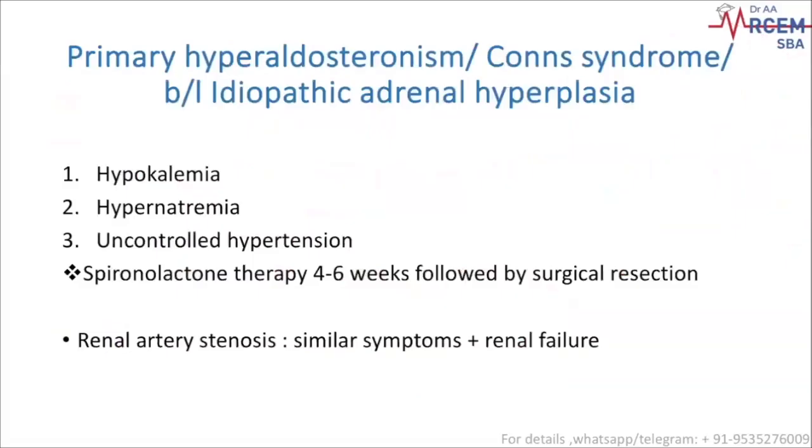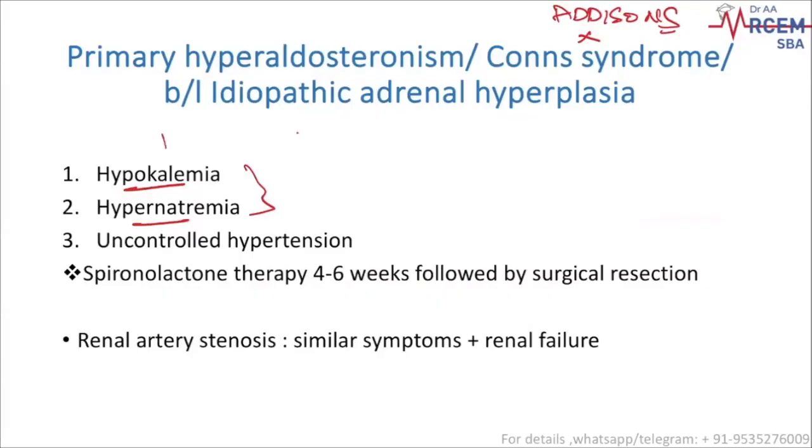Primary hyperaldosteronism, also known as Conn's disease, also known as bilateral idiopathic adrenal hyperplasia. How do they present? Usually they present with low potassium values, high sodium values. This is opposite to Addison's disease. Remember, Conn's is opposite to Addison's. So the electrolyte abnormalities you see in Addison's are exactly opposite here.